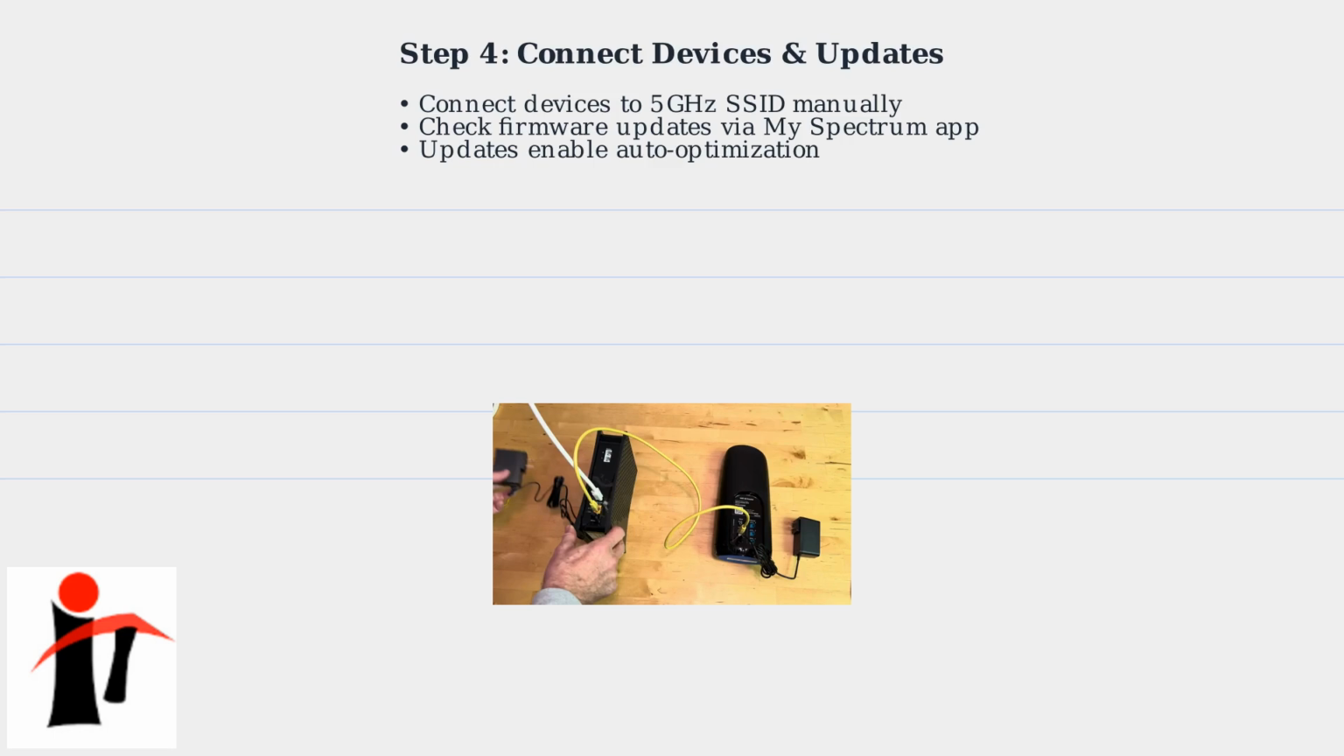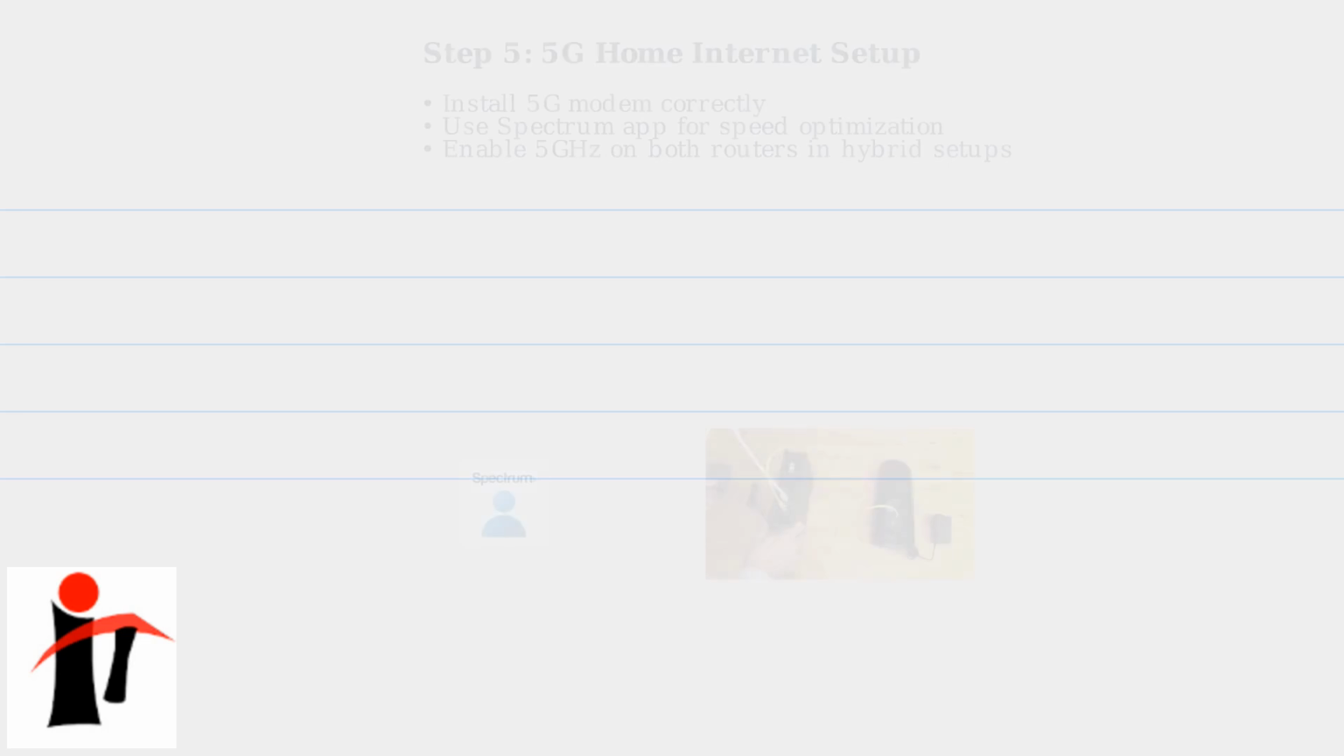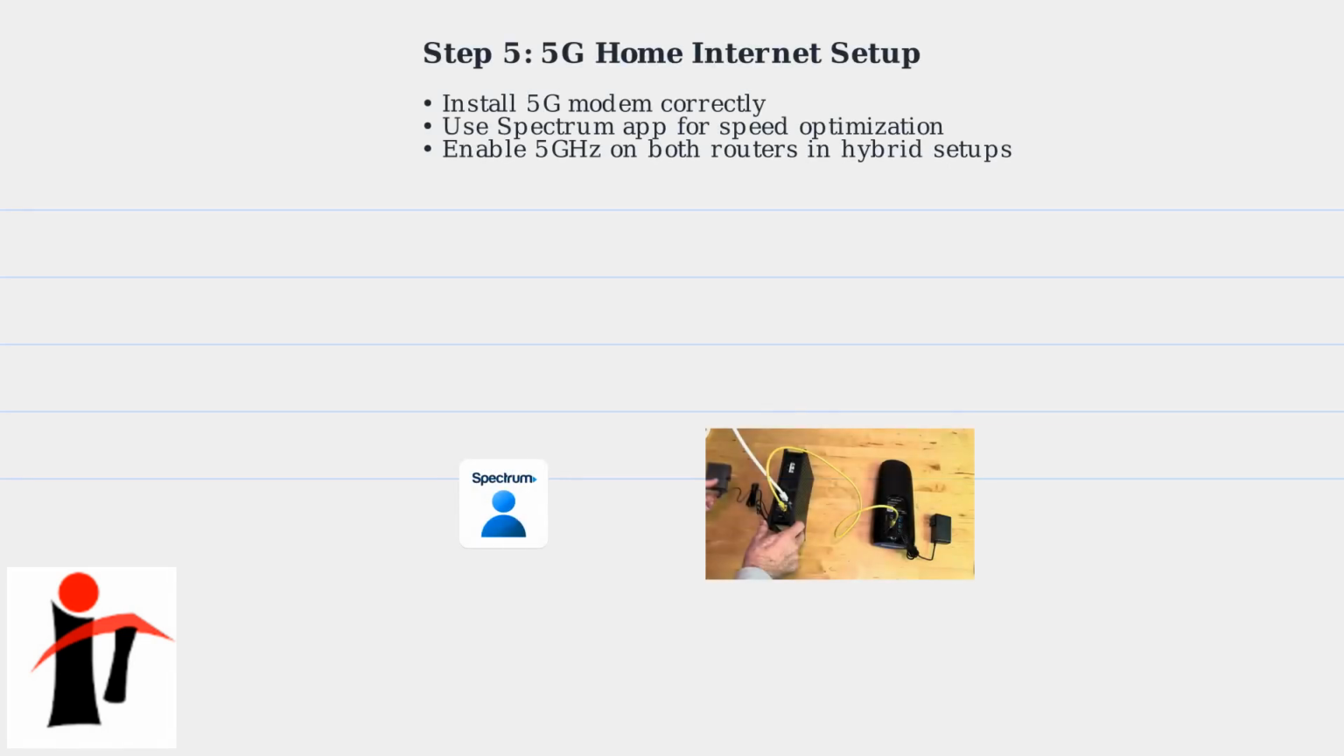Regularly check for firmware updates through the MySpectrum app or router login, as these often include auto-optimization features. For Spectrum 5G home internet, ensure your modem is correctly installed and use the Spectrum app speed tests for optimization. In hybrid setups with cable and 5G backup, enable 5 GHz on both routers for best performance.